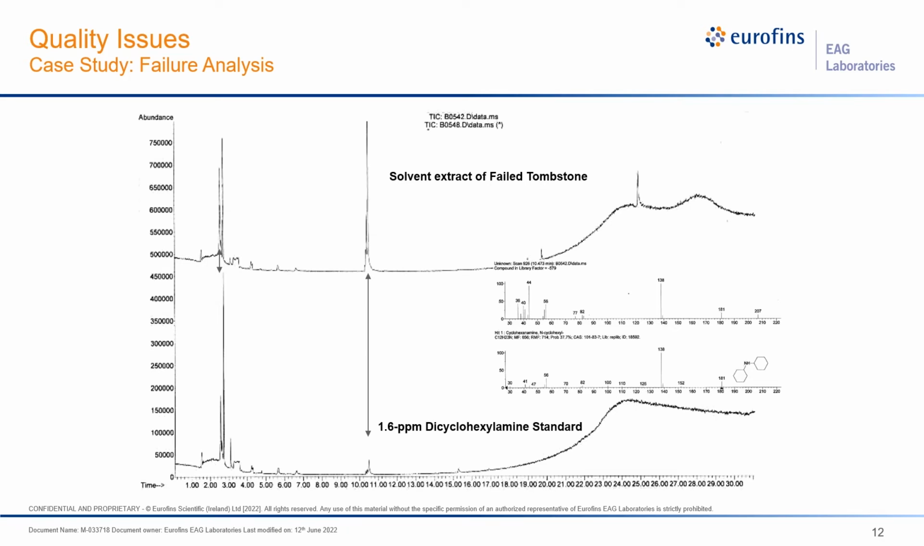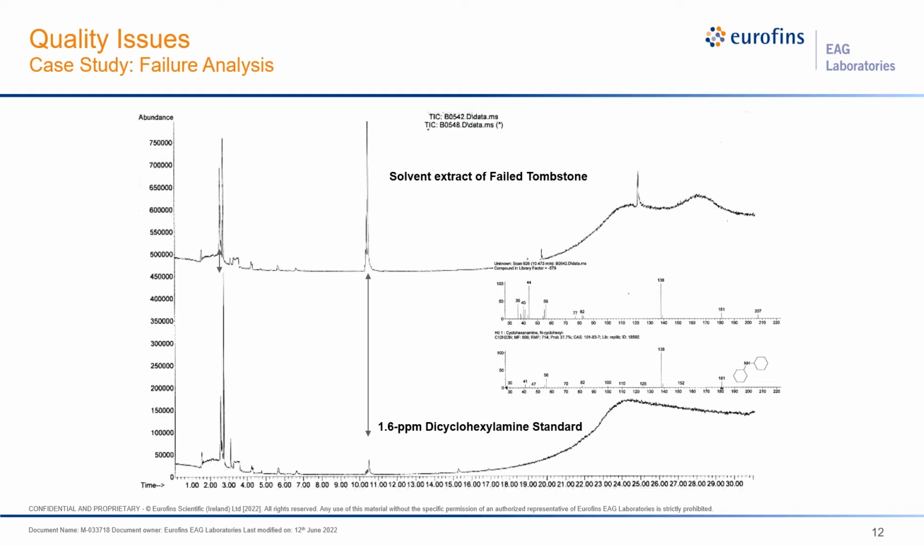When the extraction from the failed sample was injected on the GCMS and the results examined using the NIST library that EAG has, we identified a compound known as dicyclohexylamine, or DCH. The match that came from the NIST library can be seen here in the insert on the right side of your screen. A 1.6 ppm standard was then prepared.